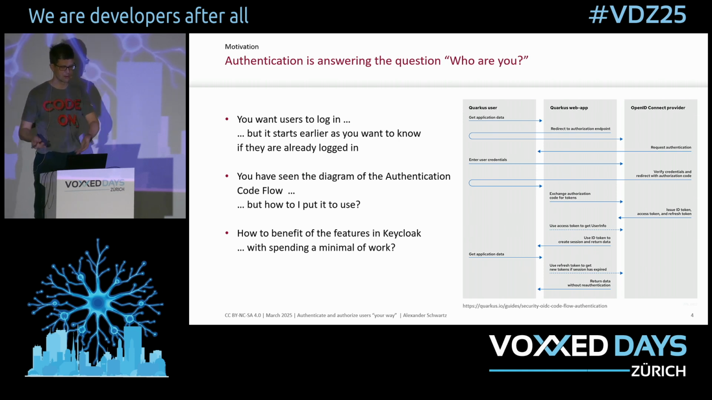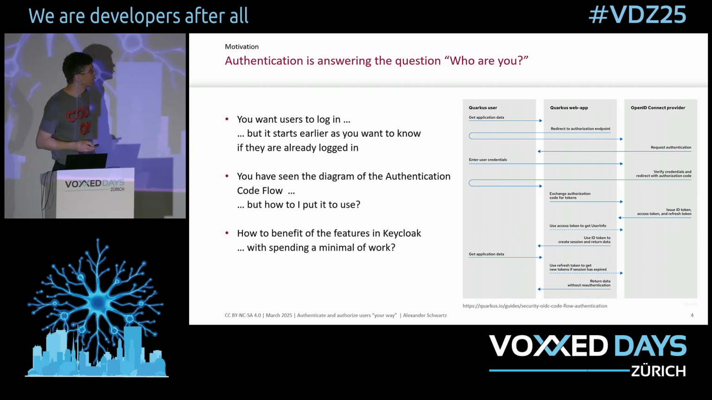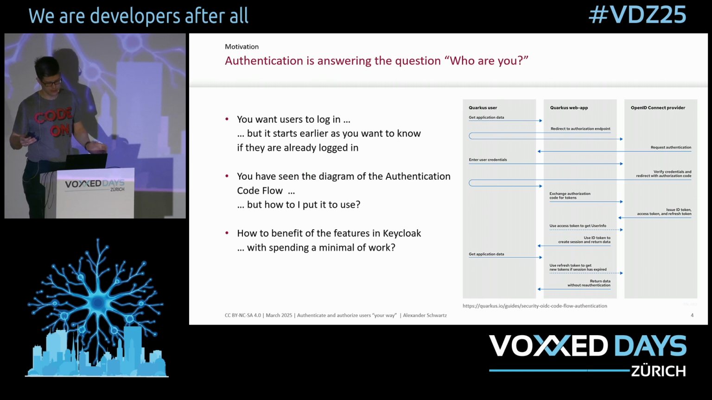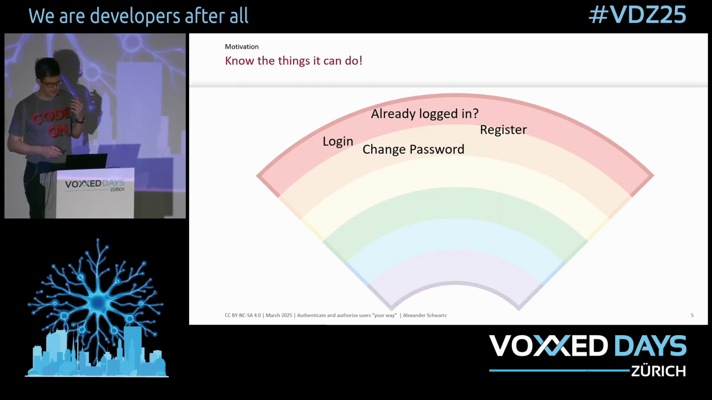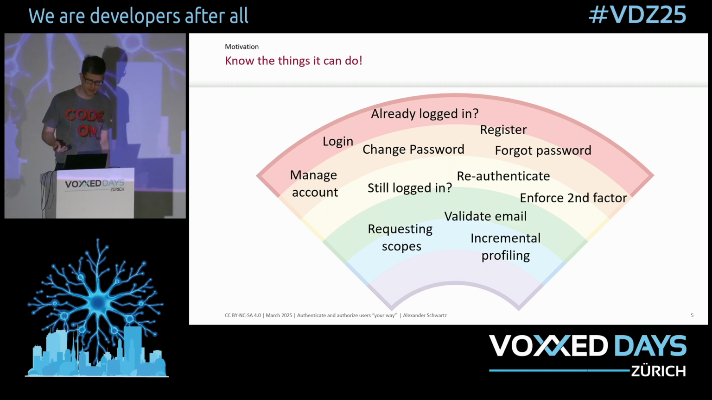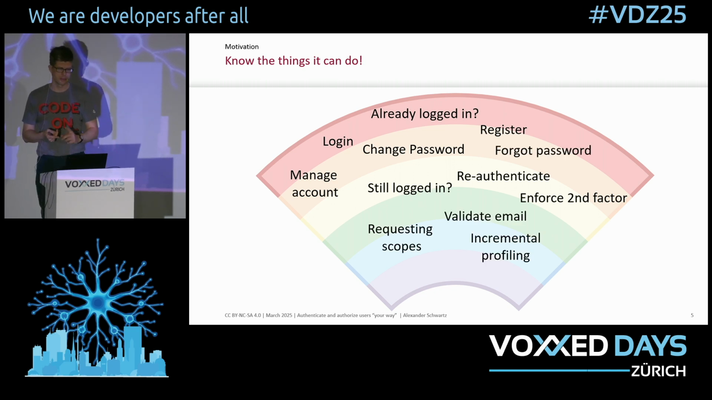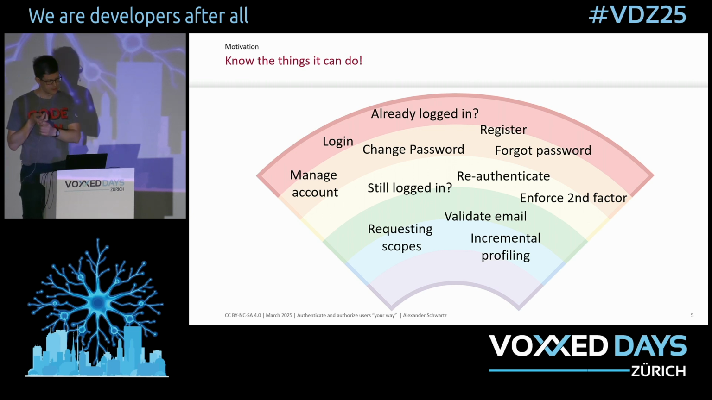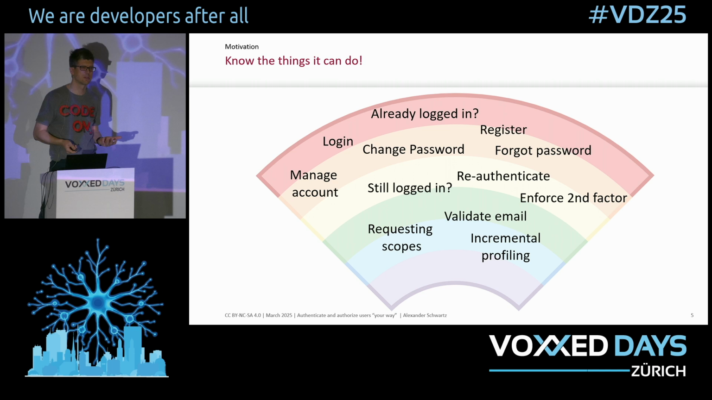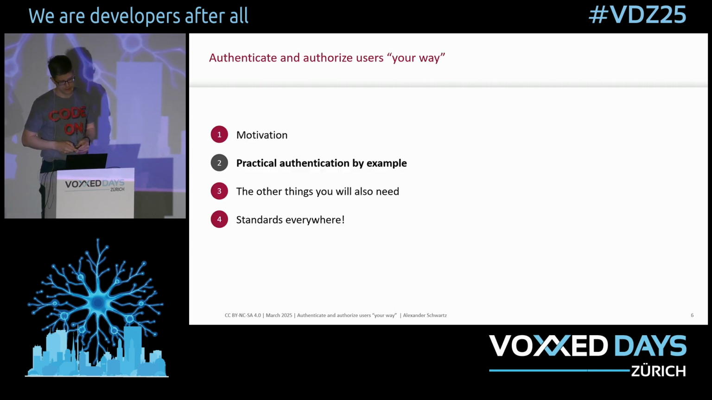Either using Keycloak as your primary source of identifying users, or maybe as an intermediary sitting between some other cloud providers and whatnot. And OpenID Connect can do so many things. Are you already logged in? You can register users. With Keycloak at least, you can have a forgot password flow. You can change passwords, manage accounts. All that stuff is handled with your identity provider at some point, and you don't need to take care of that in your application, which I think is great.